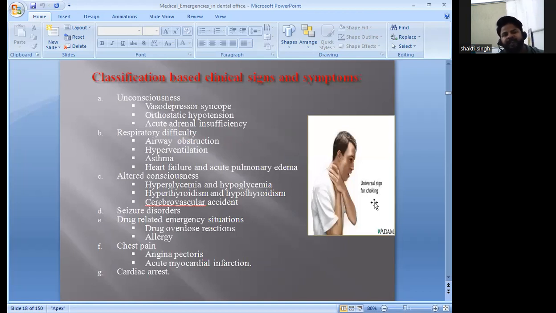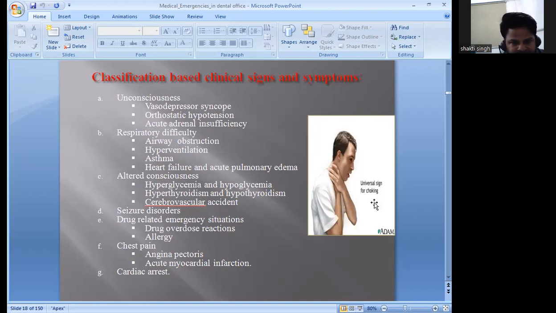Now, the other classification is basically the classification that is based on the clinical signs and symptoms. The first is unconsciousness. In unconsciousness, there is vasodepressive syncope. Basically, in this, there is a certain drop in the heart rate and the blood pressure of the patient, leading to the unconsciousness of that particular patient. Then there is orthostatic hypotension. Basically, in this, there is low blood pressure that happens at the time of standing from a sitting or a sleeping position. Then we come to the acute adrenal insufficiency. Basically, it is caused by sudden deficient production of adrenal steroids.